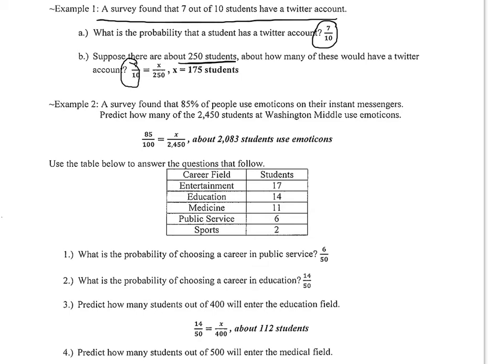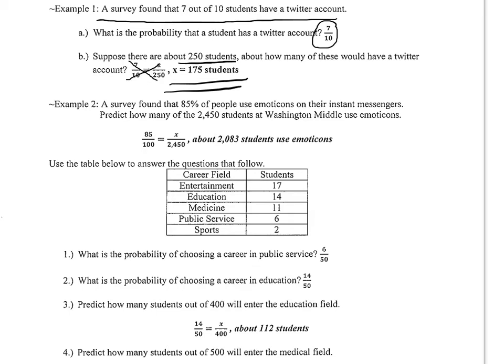So I use a proportion. This is what I know, 7 out of 10. This is what I want to know, out of how many, 250 would be. So I'd solve that by cross multiplying 7 times 250 and then divide by 10, the number that's with x. That gives me 175 students. So a good estimate would be 175 students out of 250 would have a Twitter account.